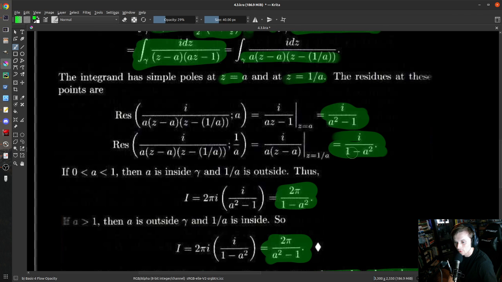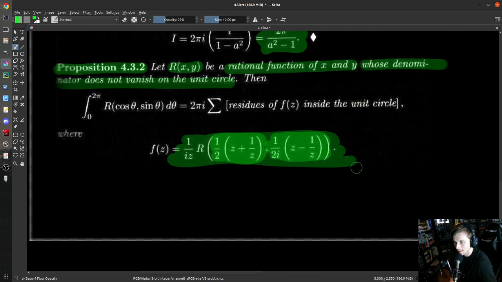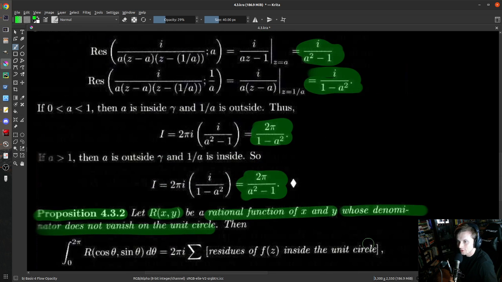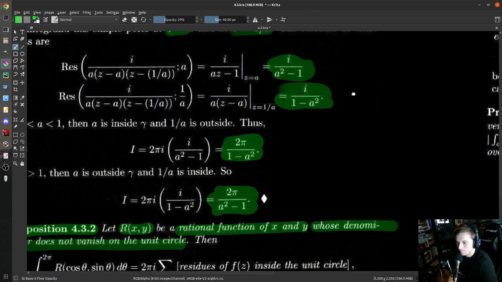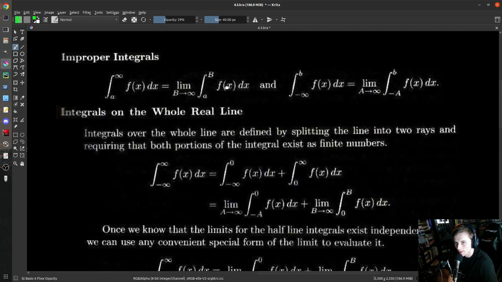I know it looks super complicated when you write it out like in this proposition, like that looks like a nightmarish function. It's just not actually that bad to use, though. You have to calculate a couple of residues. Honestly, that's the hardest part. All right, fair enough. Now, the next thing we're going to talk about has to do with improper integrals.